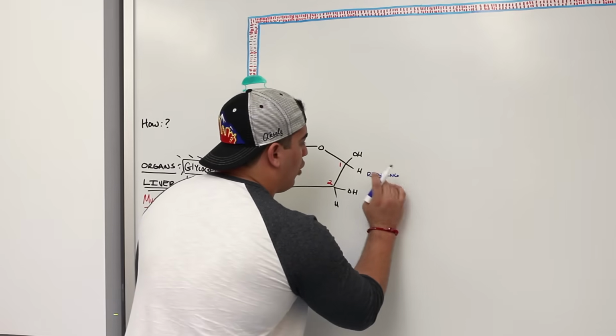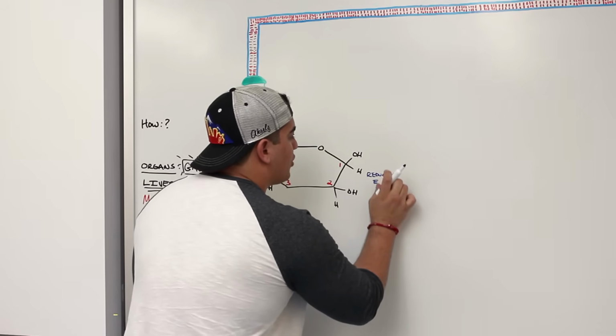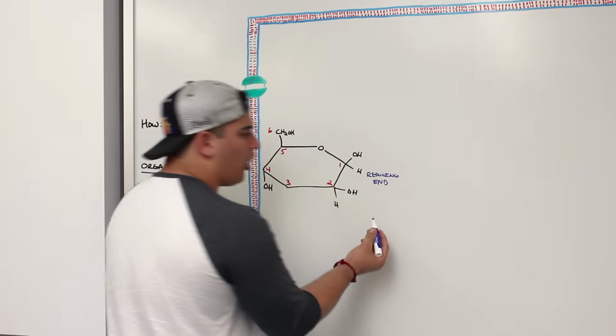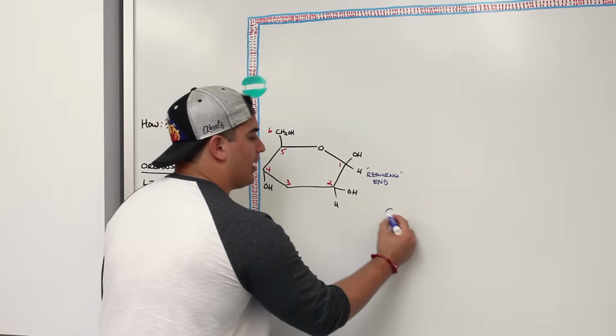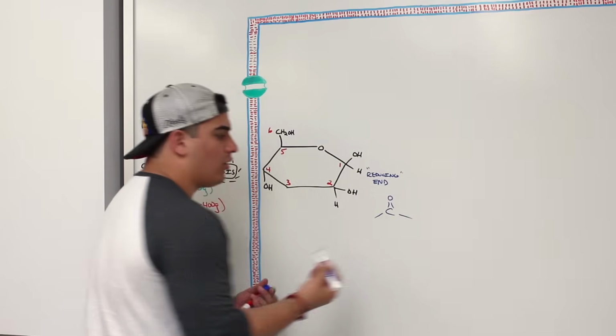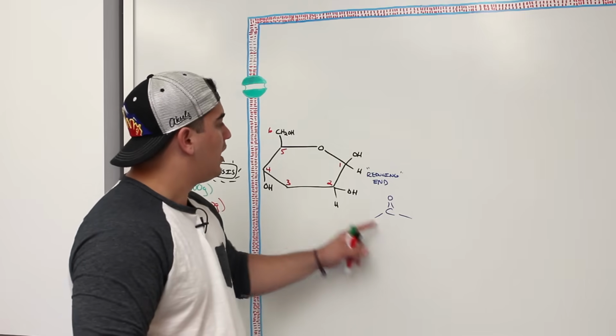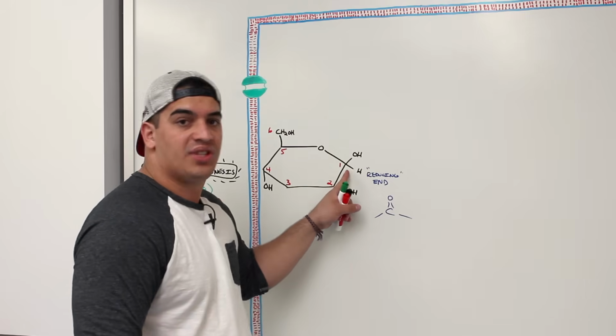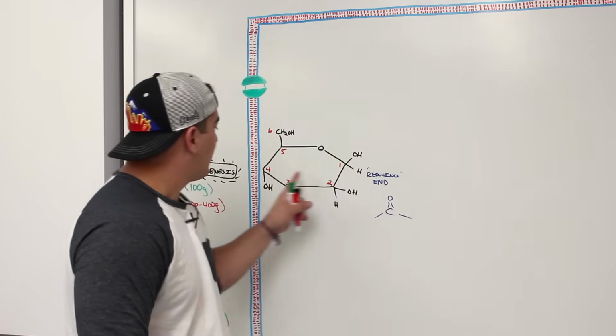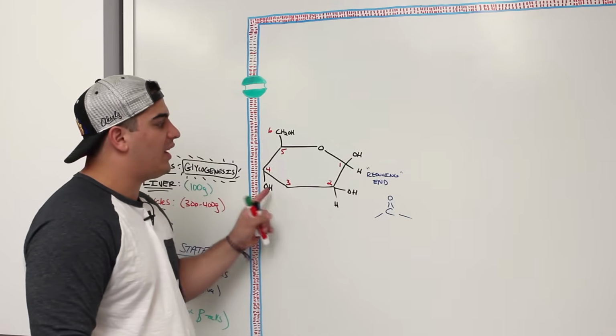And the reason why it's called the reducing end is that it actually has a carbonyl carbon. Carbonyl carbons specifically look something like this. In general, that's the general structure of a carbonyl. That number 1 carbon is the reducing end. It's a carbonyl carbon. At the number 4 carbon, we have this specific hydroxyl group.